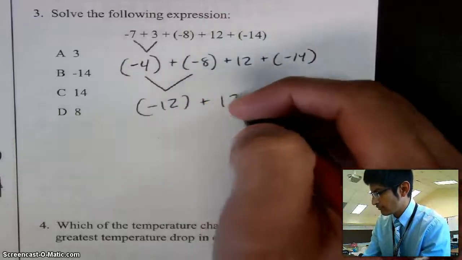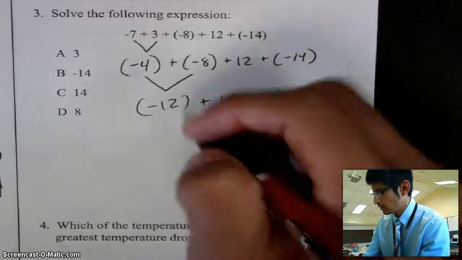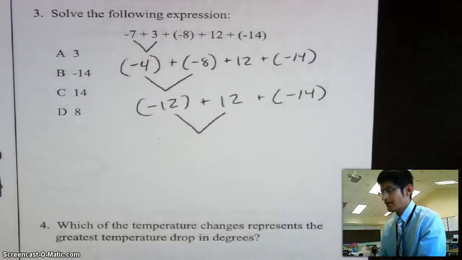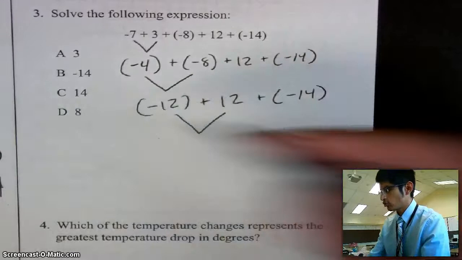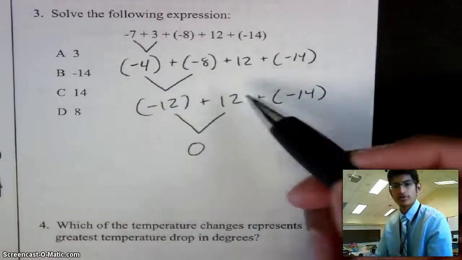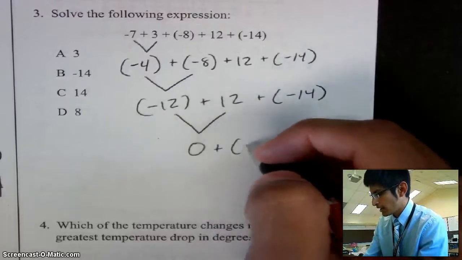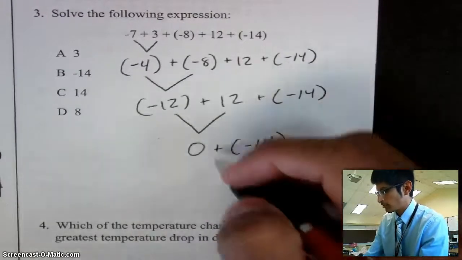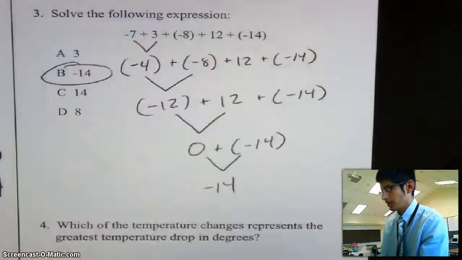So then I have negative 12 plus negative 14. All right, so for the next step, I have a negative and I have a positive. That means I'm going to subtract. So 12 minus 12 is 0. This is actually a 0 pair, guys, because you have 12 negatives and 12 positives. That's going to make a 0. So then I have 0 plus negative 14, and anything plus 0 is the same number. So my answer should be negative 14.